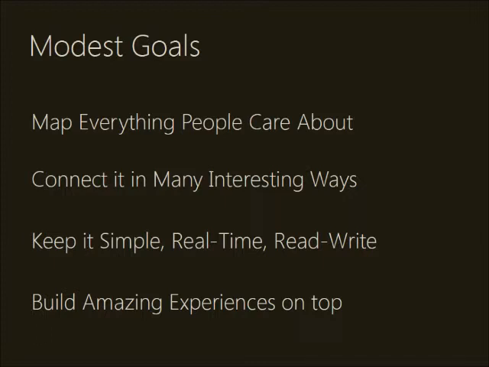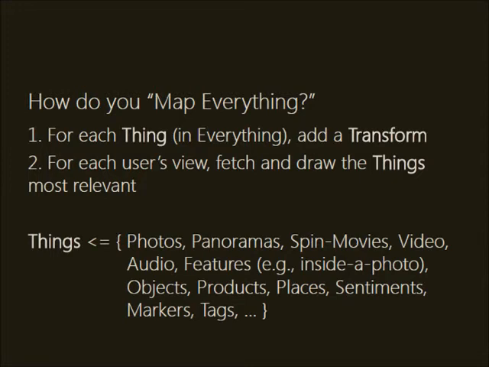So let's talk about mapping everything. Now, with this crowd, I probably don't need to go into too many details about how to spatialize things, but let me try and go quickly through some of this. How do you map everything? Well, I have a two-step process. For each thing in everything, add a transform. For each user's view, fetch and draw the things that are most relevant. That's pretty much it when it comes down to it. There's a lot in those two statements, but we'll get into that in a second.